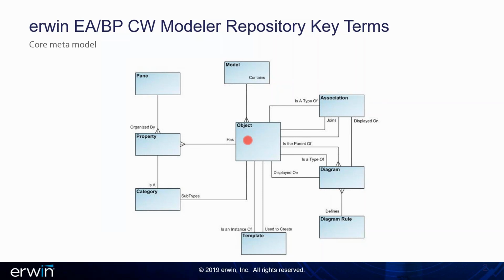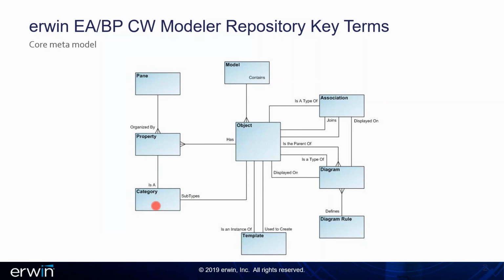All the objects have properties. A property is a data element that defines the information that can be captured for any given object. There's a defined list of property types, such as checkboxes, drop-down lists, whole numbers, dates, etc. And properties are generally organized by panes. A pane is a tab that allows you to organize the information in a meaningful way.